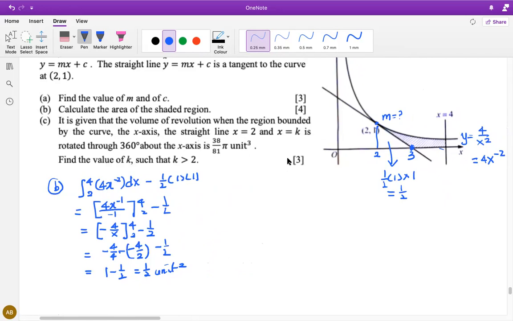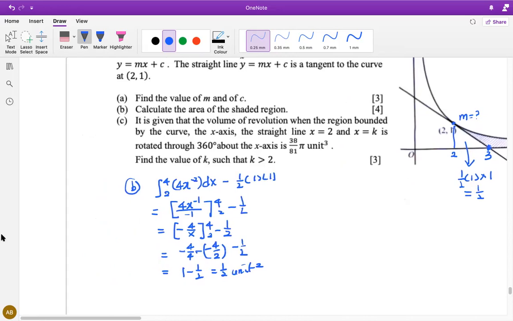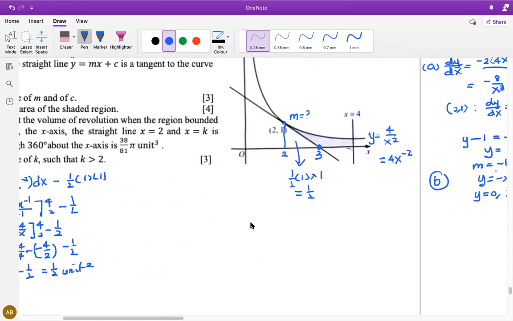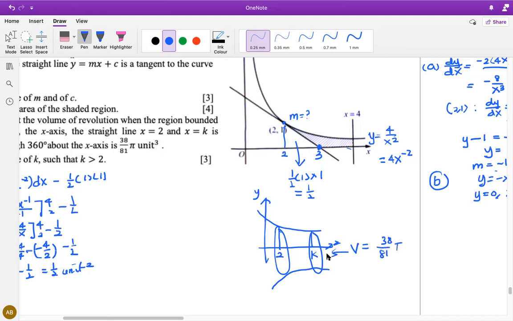It is given that the volume of revolution, when the region bounded by the curve, the x-axis and the straight lines x equals 2 and x equals k is rotated about the x-axis, is 38 over 81 pi. So find the value of k. Meaning that, I draw another one. It means that this curve, when you rotate from 2 to k like this, the volume is 38 over 81 pi. So we want to find what's k.